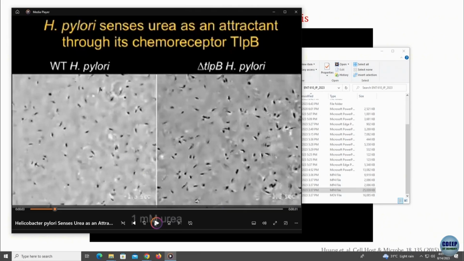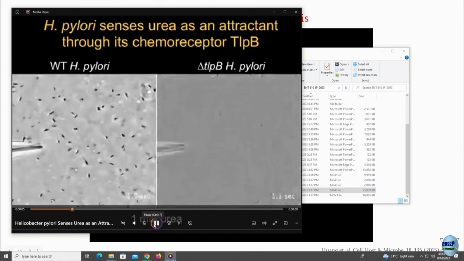This is a wild type, this is a mutant. This is one mutant in which you have knocked out a protein, TlpB. That is called delta TlpB, which means that you have knocked out this protein. And what they want to see is the response of the motion of the bacteria to this chemical urea in these two bacterial species.